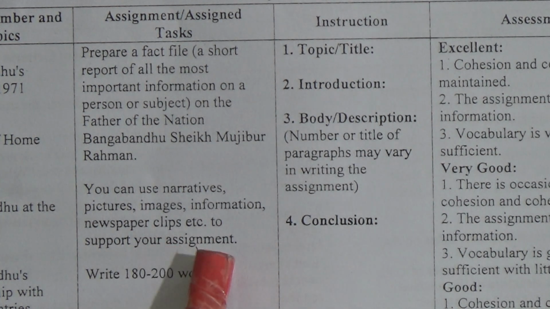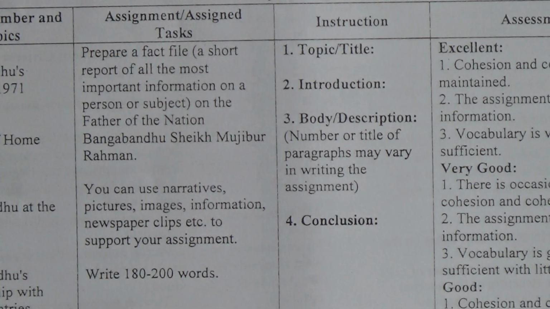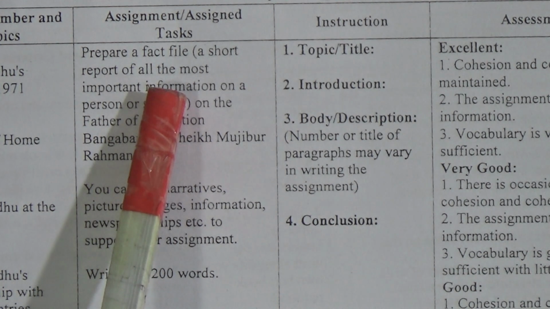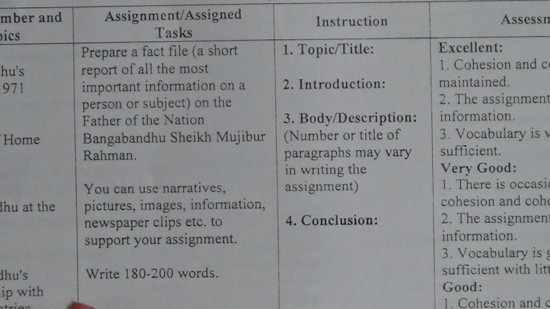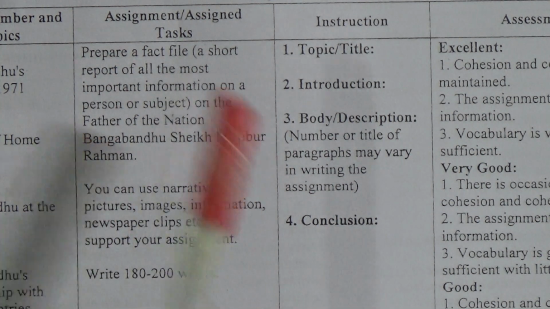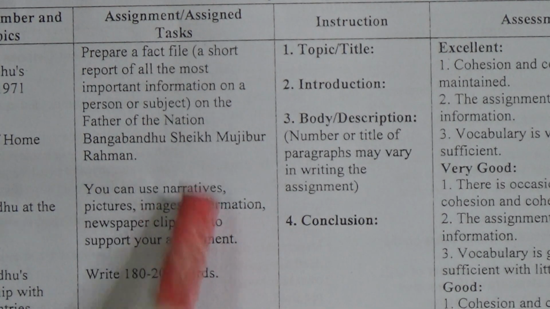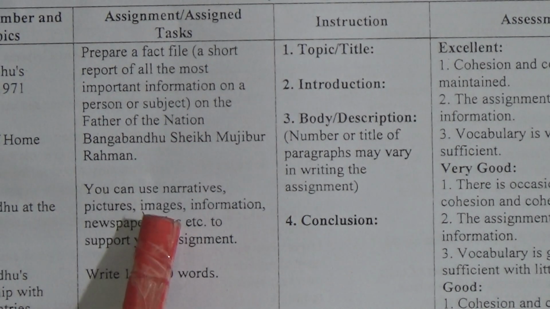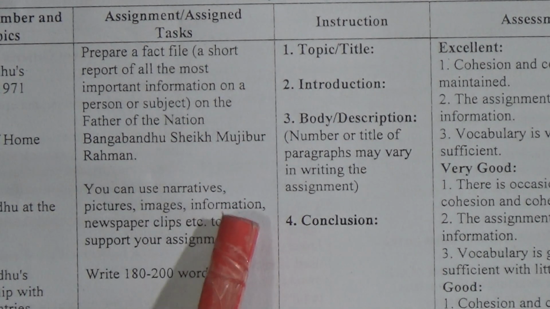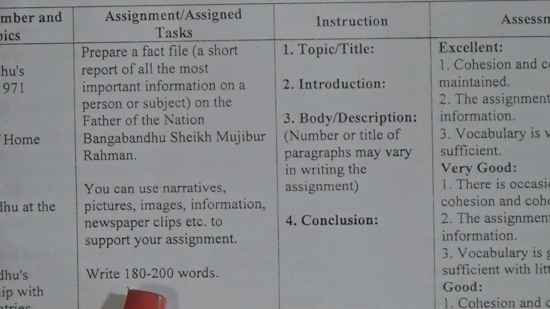to support your assignment. So you have to make a fact file, like a short report of all the most important information related to Bangabandhu Sheikh Mujibur Rahman, who is called the father of our nation, and to describe his works and life. You can use narrative style, picture, image, important information or newspaper clips. And your assignment will be not less than 180 words and not more than 200 words.